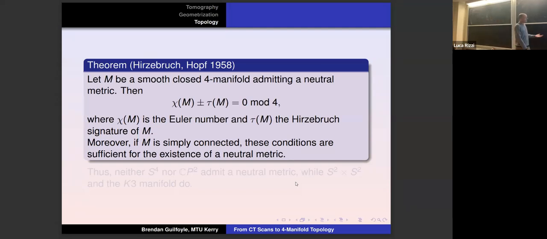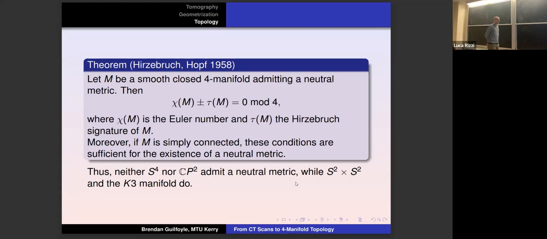And in fact, this is true even if your manifold is not simply connected, but if your 4-manifold is simply connected, these conditions are both necessary and sufficient. So for simply connected 4-manifolds, this is the condition for you to even have a neutral metric, for about curvature or nice properties, just to be able to define it without singularities.